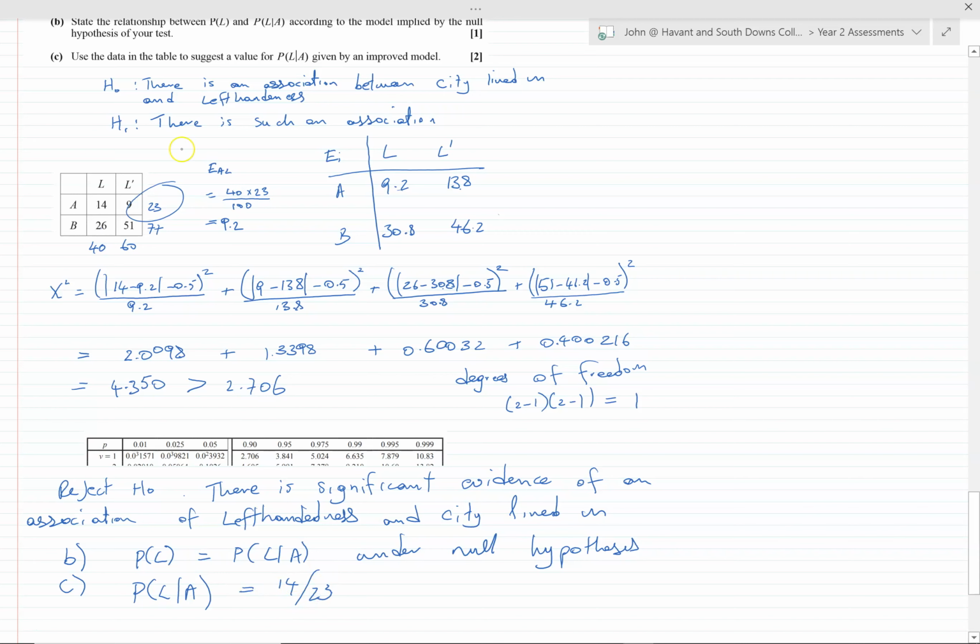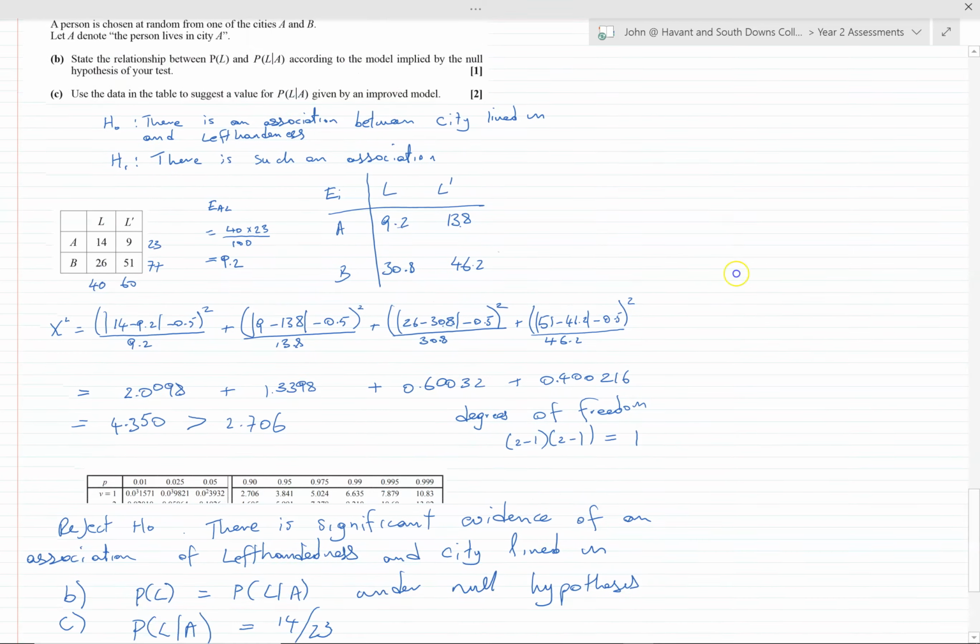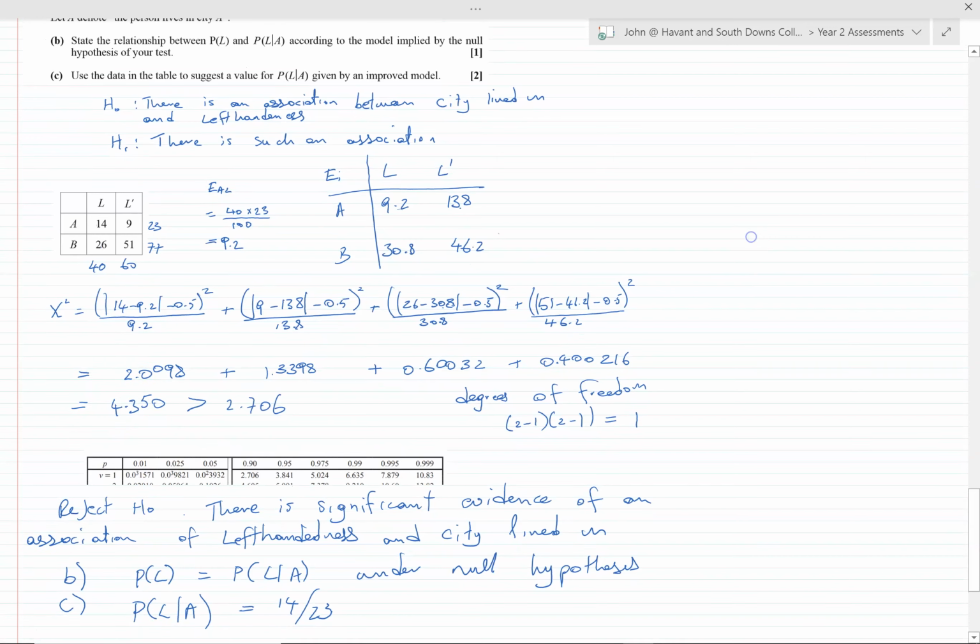I'm not quite sure what there's 2 marks for that, but there you go. That's the answer, 14 over 23. Okay, so now let's do the next question, question 7.